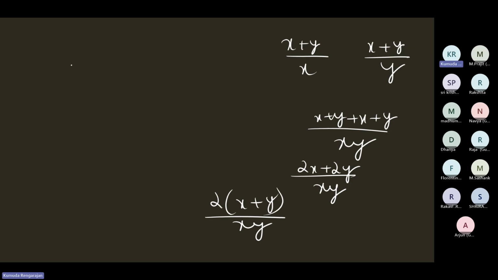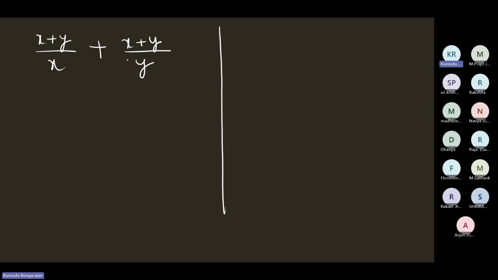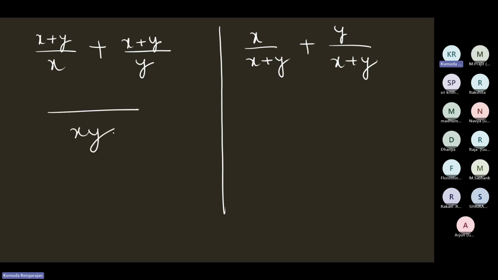The same thing if you handle it like this. Children, I just want to repeat this because I want this to reach everyone. If you have ratios like x plus y by x and x plus y by y and you want to add them, I'm showing you the two cases: where you add it like this, and where you take reciprocals and add. So here, xy is the common denominator. What do you get? I think I was wrong.